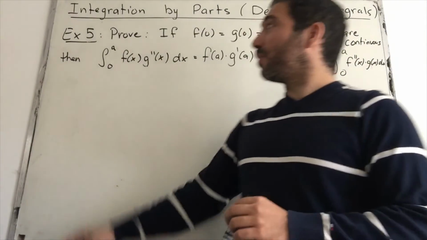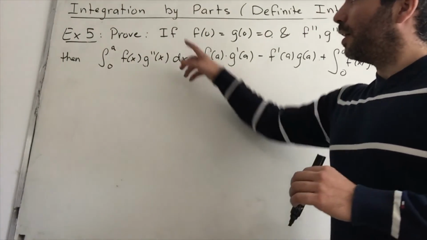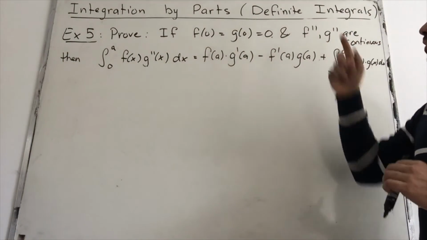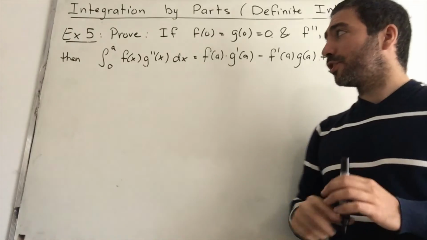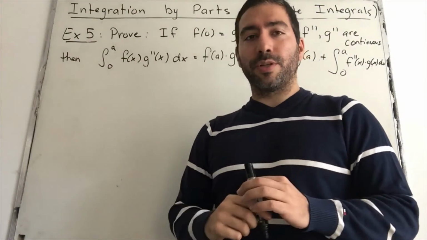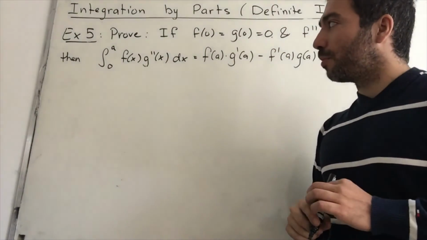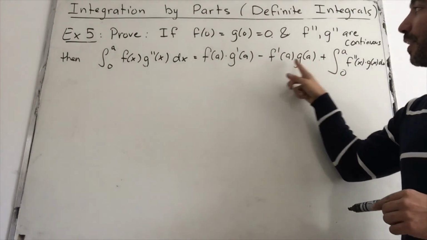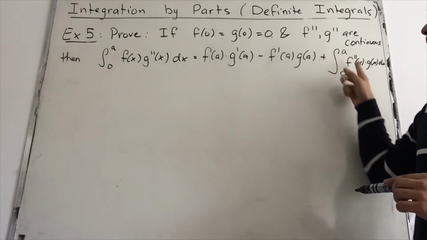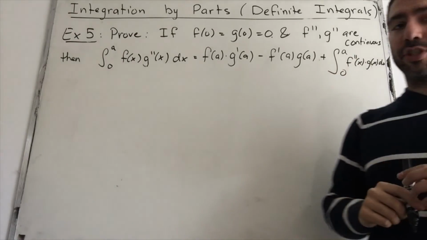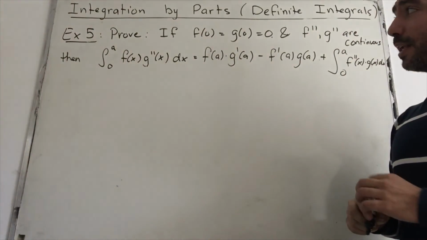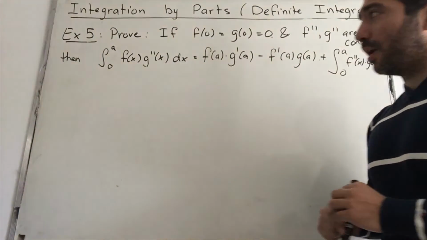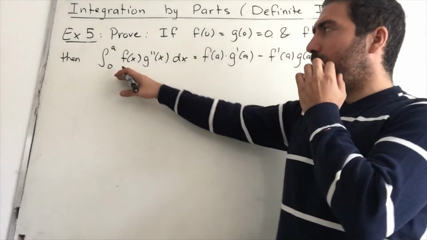So in the following example over here, we have to prove a statement. So if f of 0 equals g of 0, which is equal to 0, and f double prime and g double prime are continuous functions, then we want to show that the integral from 0 to a of f of x times g double prime of x dx is equal to f of a times g prime of a minus f prime of a times g of a plus the integral from 0 to a of f double prime of x times g of x dx. So let's go ahead and give this a shot. Pause the video, see if you're able to do this on your own. I think you could get it in 2 steps.